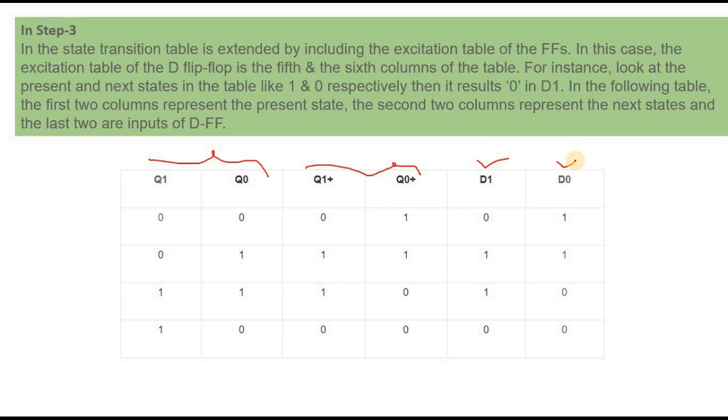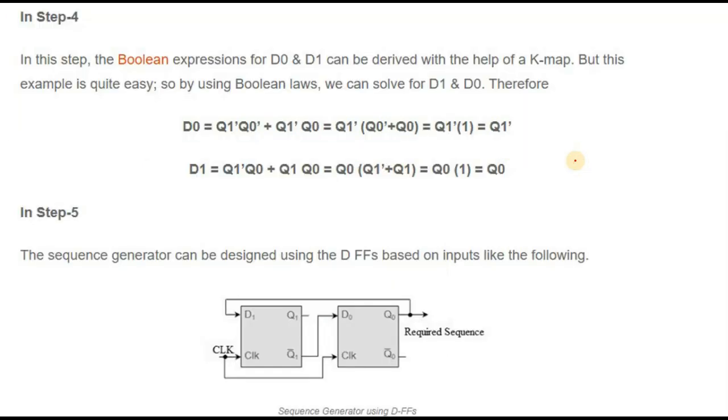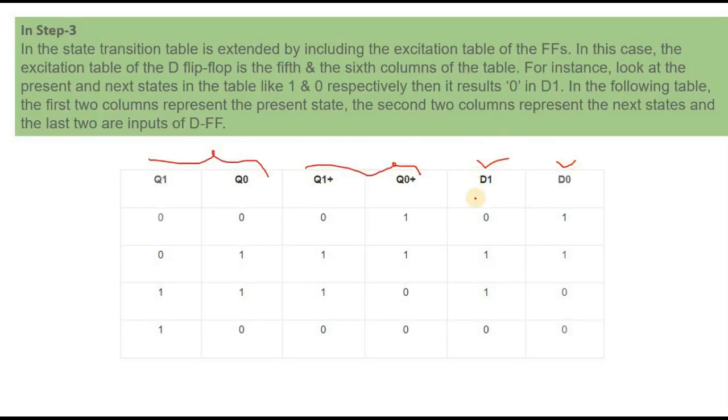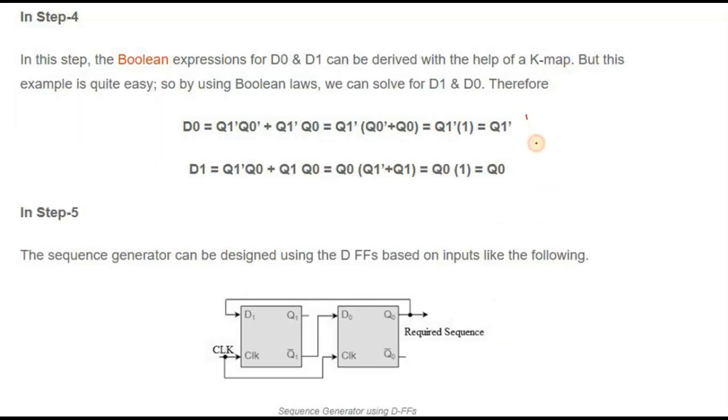And step 4, you need to find the Boolean expressions for these two by using the K-map. From the K-map you get these expressions, and by using these expressions you have built this sequence generator. That's it.